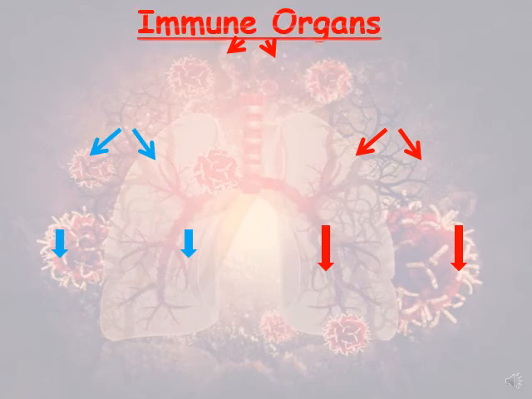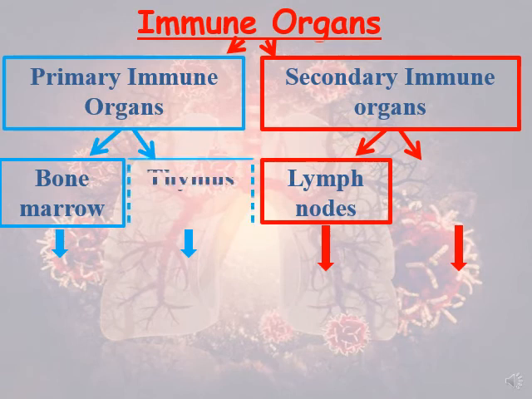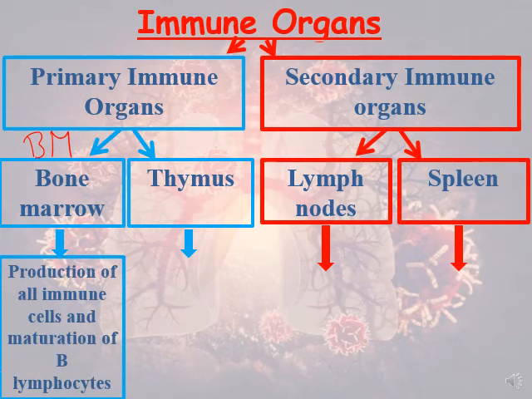The primary immune organs are the bone marrow and the thymus. Bone marrow, which can be written as BM, has an important role. It produces all the immune cells, and it has an important role in maturation of B lymphocytes only. It produces mainly B and T lymphocytes, but it matures only B.